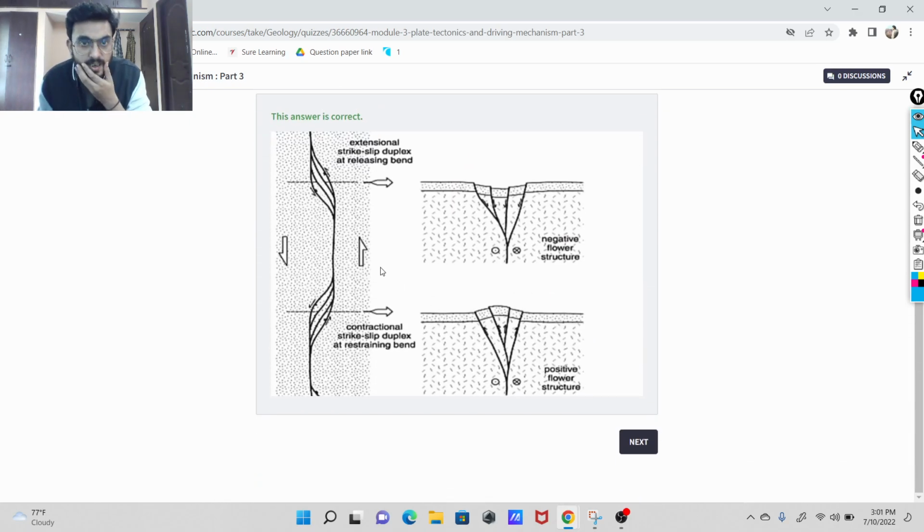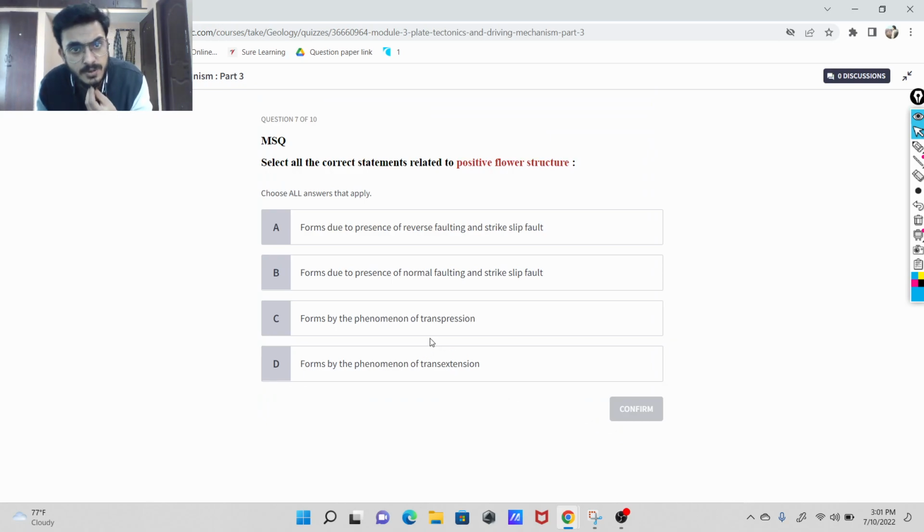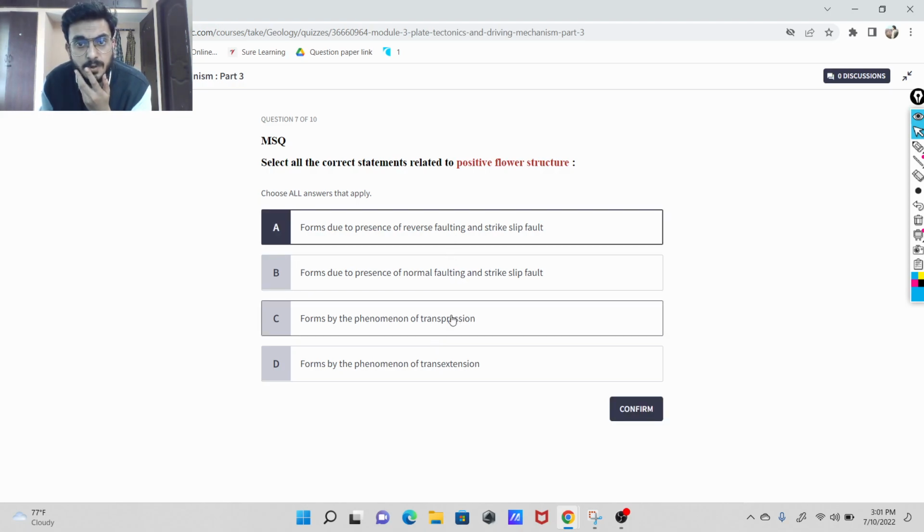So this is the figure I have made. You can see here the extension is there and here the compression is there. Compression will result in the positive flower structure and extension will result in the negative flower structure. Now select all the correct statements related to positive flower structure. I'll explain: it will form due to reverse faulting and strike-slip, and the phenomenon responsible for this will be transpression.